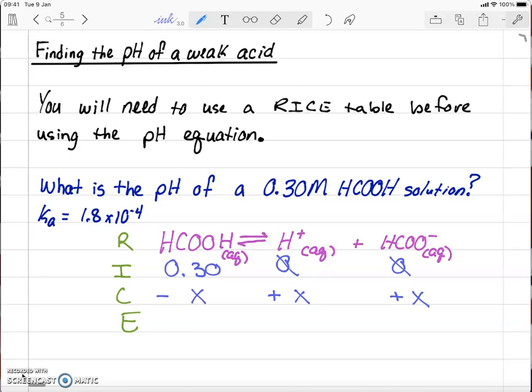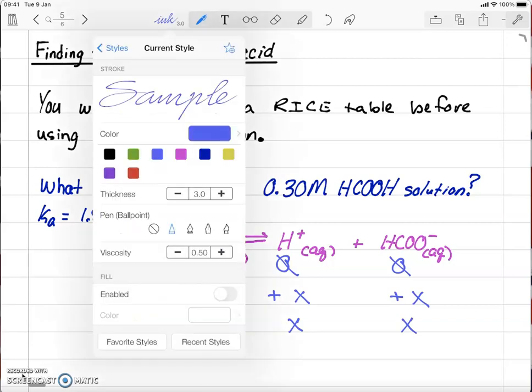And then just like any equilibrium problem, you add up the columns to get the E row. So this is 0.30 minus x, 0.30 minus x. This is 0 plus x, which is just x, 0 plus x, which is just x. I would avoid putting the pluses in front of these so that you don't confuse it with addition when you put it into the equilibrium expression. So these are the concentrations at equilibrium right here.